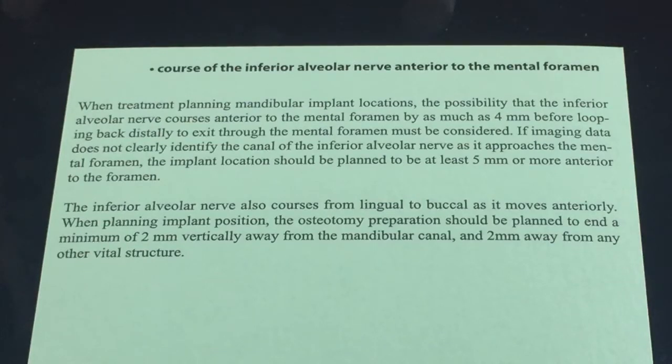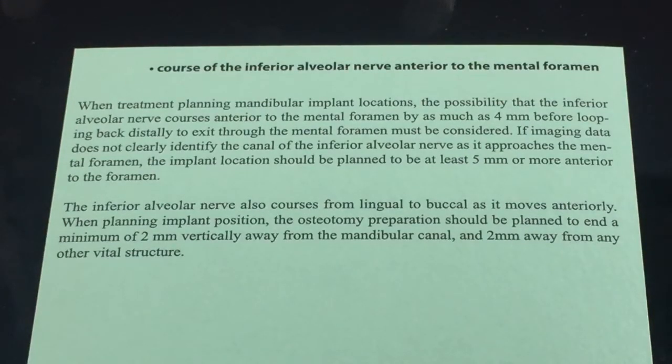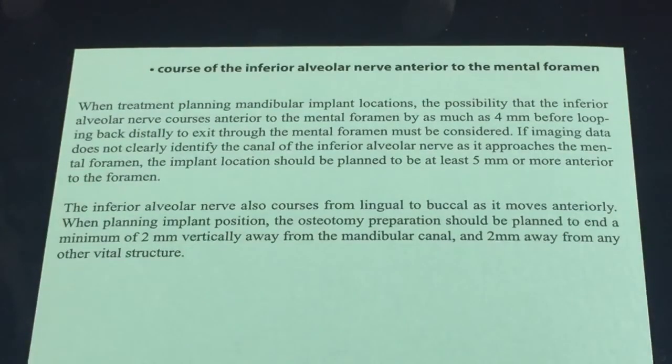The inferior alveolar nerve also courses from lingual to buccal as it moves anteriorly. When planning implant position, the osteotomy preparation should be planned to end at a minimum of 2 millimeters vertical away from the mandibular canal and 2 millimeters away from any other vital structure. 2 millimeters is the key measurement.